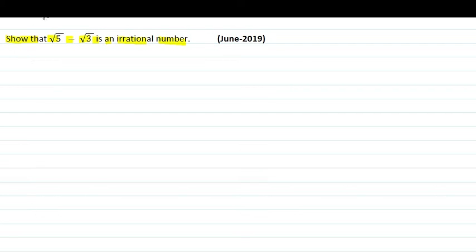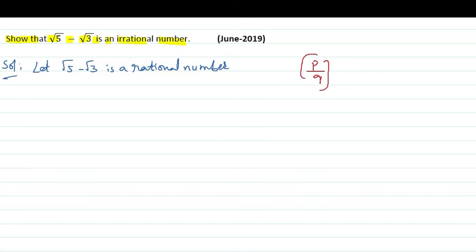First, we need to assume that the given number is a rational number. Let root 5 minus root 3 be a rational number. And we know that a rational number is in the form of p by q. So we take root 5 minus root 3 equal to p by q.